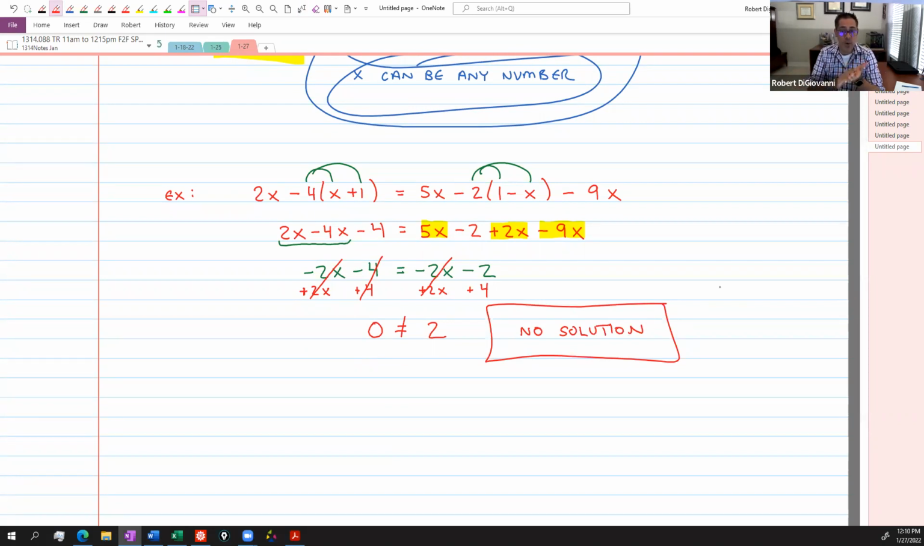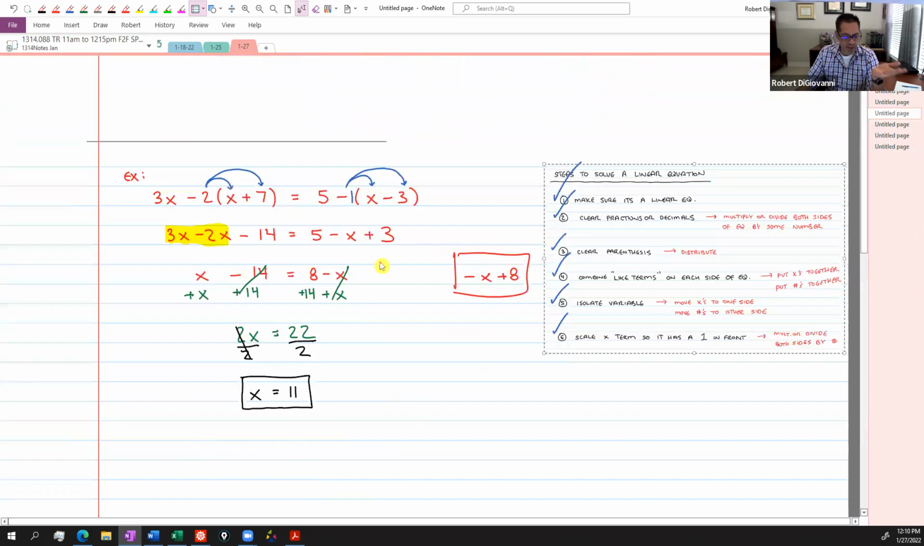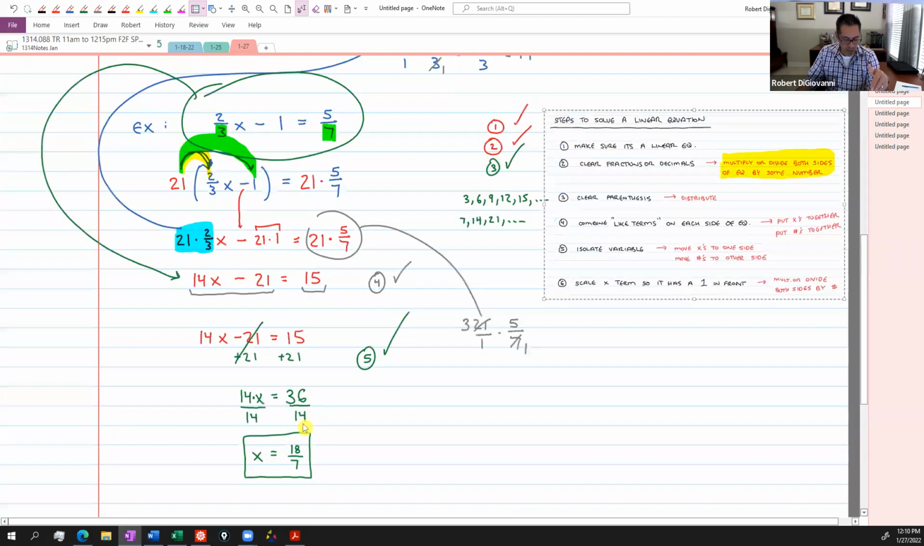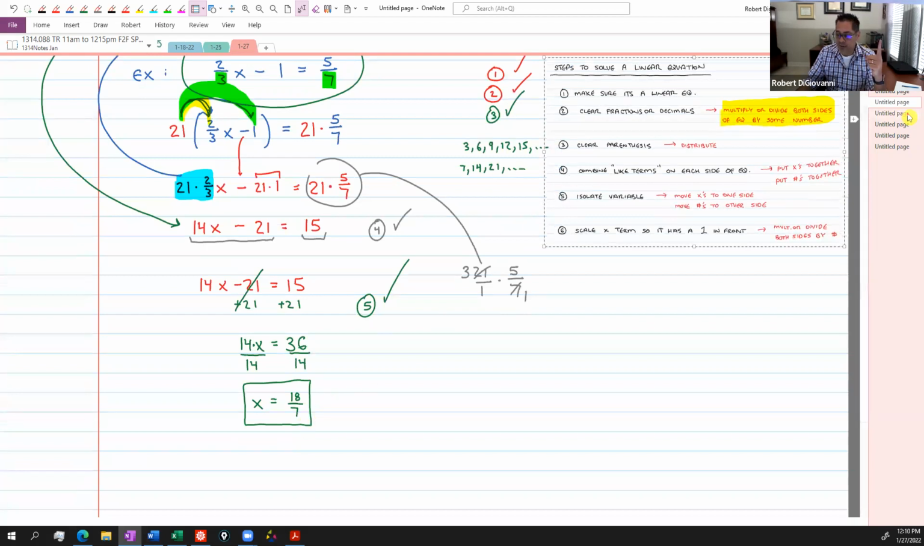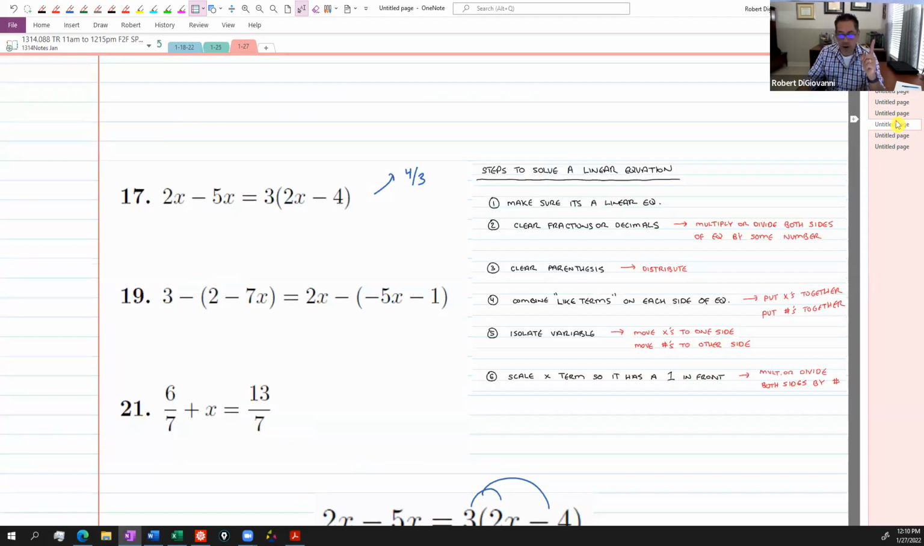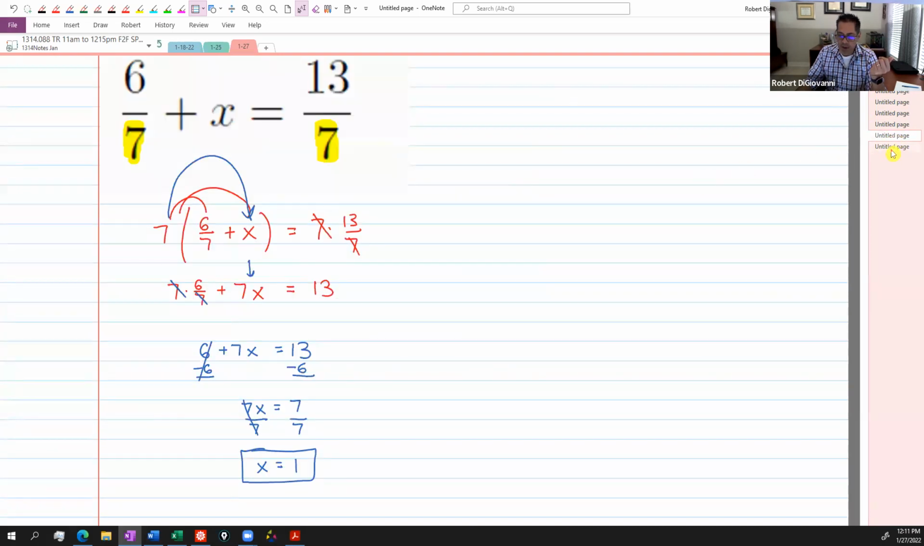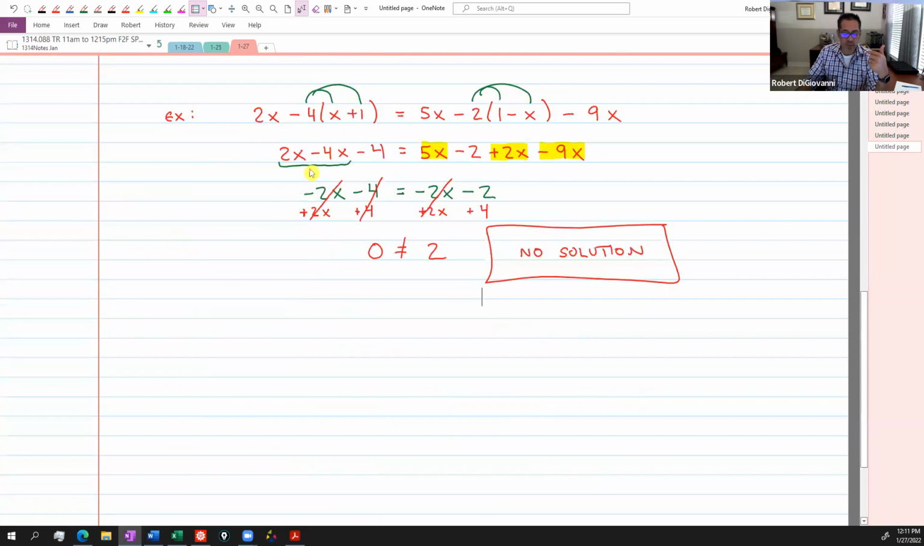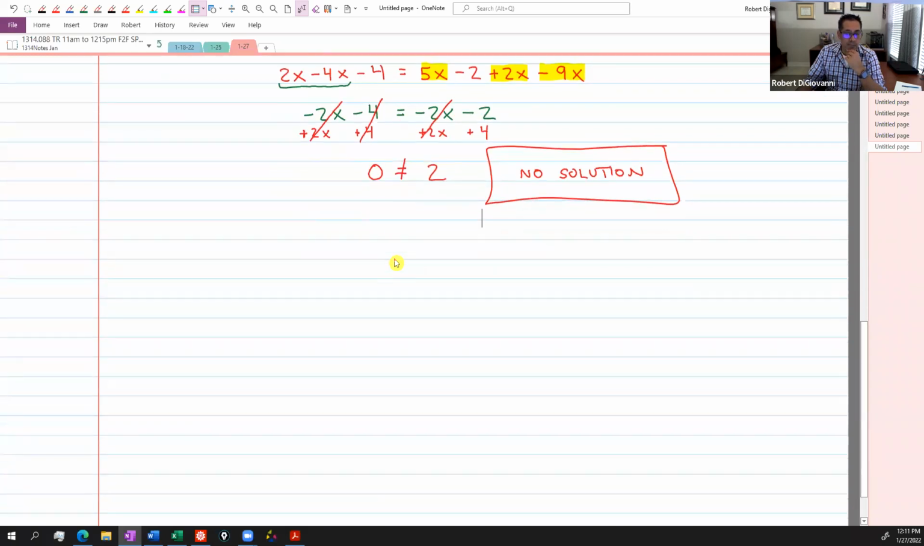All right. So when you solve a linear equation, there are 3 possible outcomes. The first outcome is what's been happening on all the problems we did earlier, right? We get answers like 11, 18/7. So we can get one answer. The other thing is we can get an infinite number of answers, and that happens when at the very end we get something like 0 equals 0, a true statement. Or we can have no answers, and that happens when we work through the steps and we get some statement at the end that doesn't make any sense. All right. Questions?